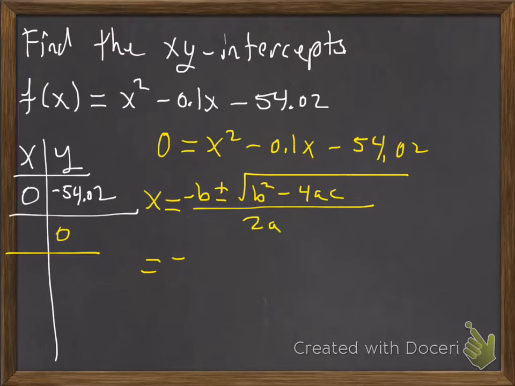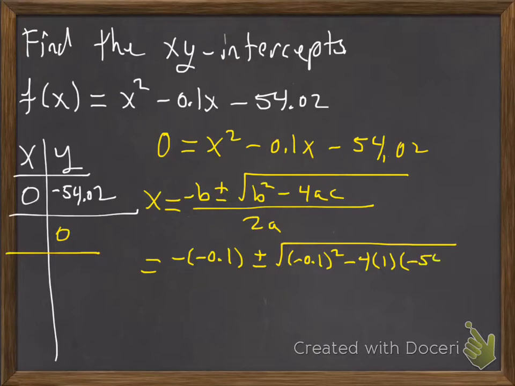So remember, there's a negative sign that comes with the b in the formula, so some like to say it's opposite of b. I just put the negative sign, so it's going to be negative 0.1 plus or minus the square root of negative 0.1 squared minus 4 times 1 times negative 54.02, all over 2 times 1.